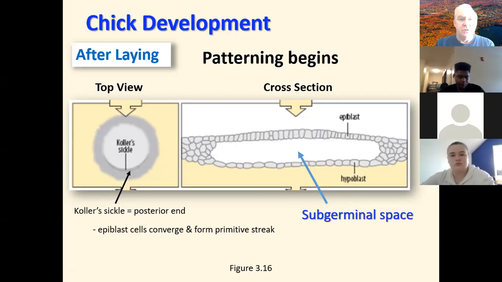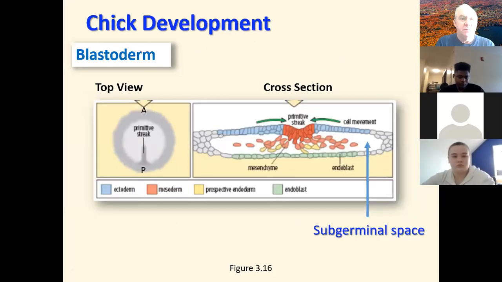Okay, so gastrulation is going to start now. Gastrulation starts at Kohler's sickle, and you get this primitive streak that's going to go up from posterior to anterior. Okay, so you've got primitive streak formation moving forward, or in other words, towards the anterior end from Kohler's sickle.